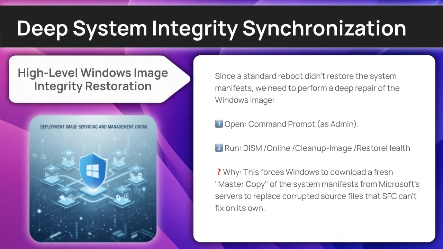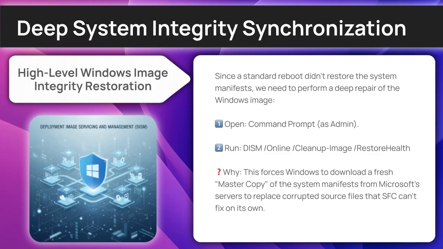Since a standard reboot didn't restore the system manifests, we need to perform a deep repair of the Windows image. First, open command prompt as admin. Second, you're going to type dism /online /cleanup-image /restorehealth, then hit enter. Why are we doing this?